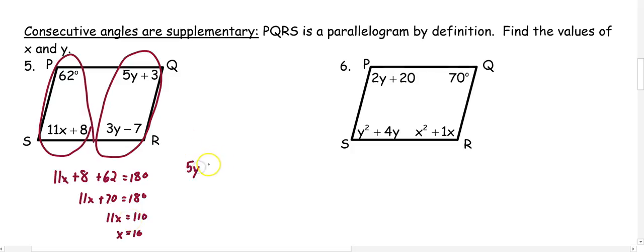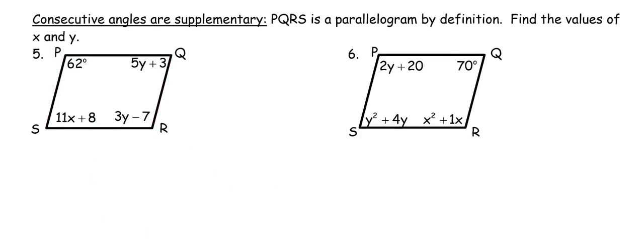So 5y plus 3y minus 7 equals 180. So when I combine like terms, I get 8y minus 4 equals 180. I can add 4 to both sides. 8y equals 184. And when I divide by 8, I get y is 23.